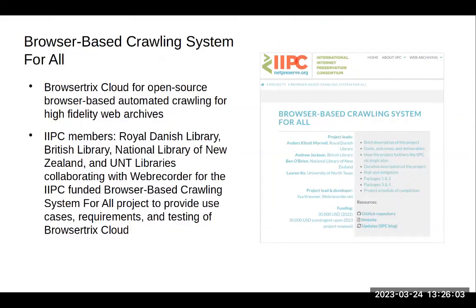So we are eager to join the project Browser-Based Crawling System for All, that is a project where IIPC is supporting Webrecorder in its development of Browsertrix Cloud. Browsertrix Cloud is software for open source browser-based automated crawling for high fidelity web archives. The IIPC members involved on this project are the Royal Danish Library, the British Library, the National Library of New Zealand, and UNT Libraries. And we're working with Webrecorder, who's doing the software development, to provide use cases, requirements, and testing of the Browsertrix Cloud software and of local deployments.